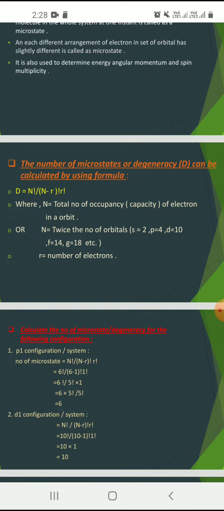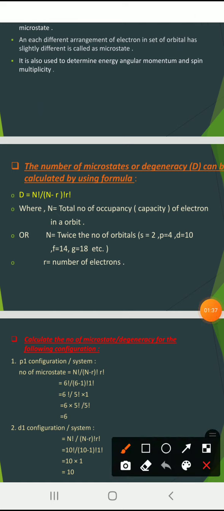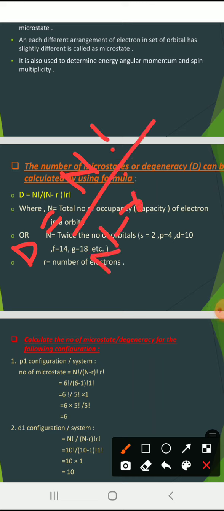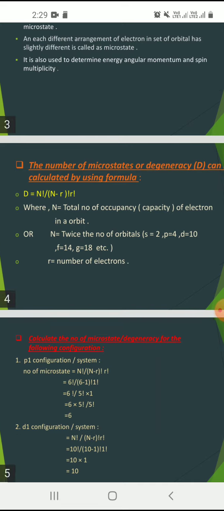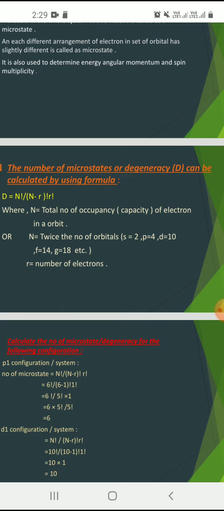Now we will see how we calculate the microstates of a system. The number of microstates, or degeneracy, which is represented by capital D, can be calculated by using a formula. Capital D is equal to capital N factorial divided by (capital N minus small r) whole factorial into small r factorial, where capital N is the total number of occupancy or capacity of electrons in the orbitals, that is, twice the number of orbitals.